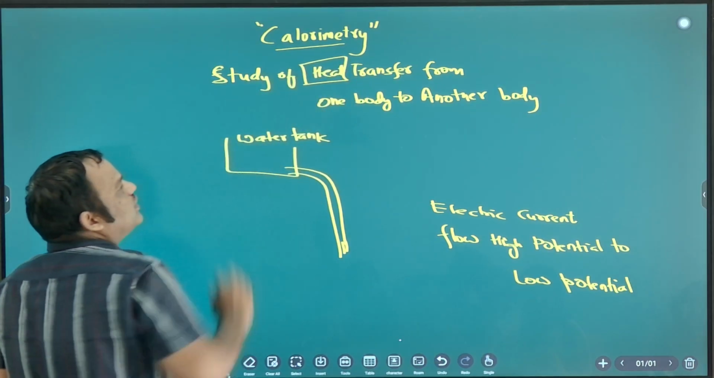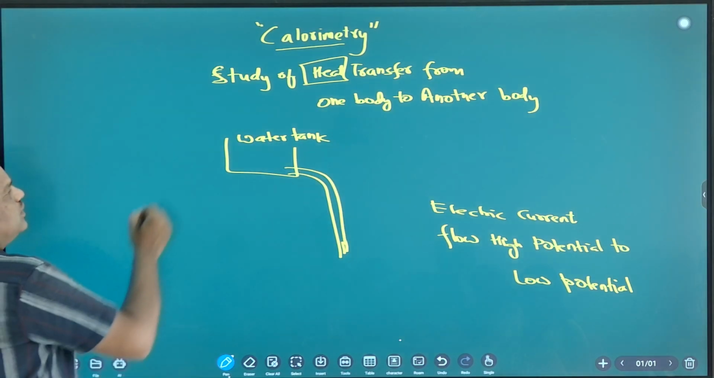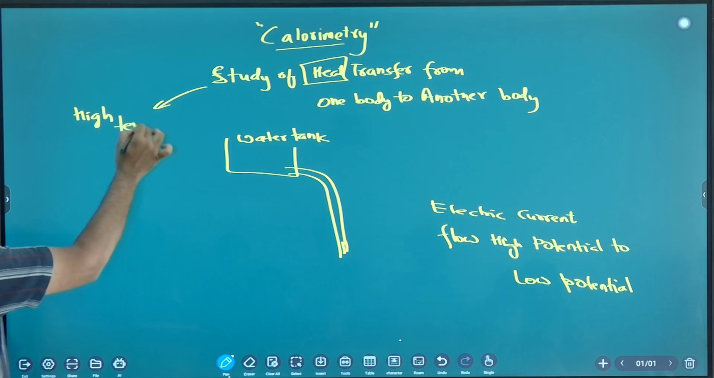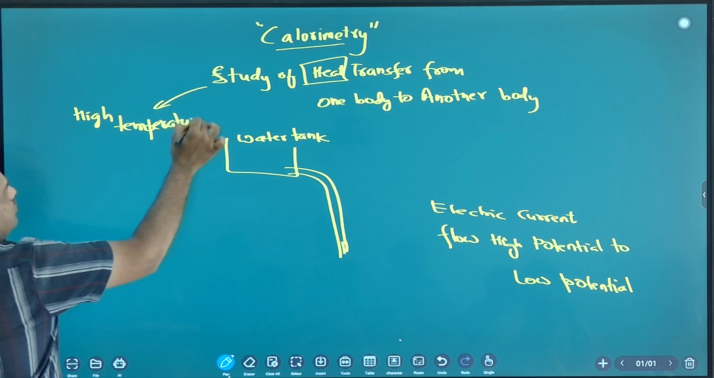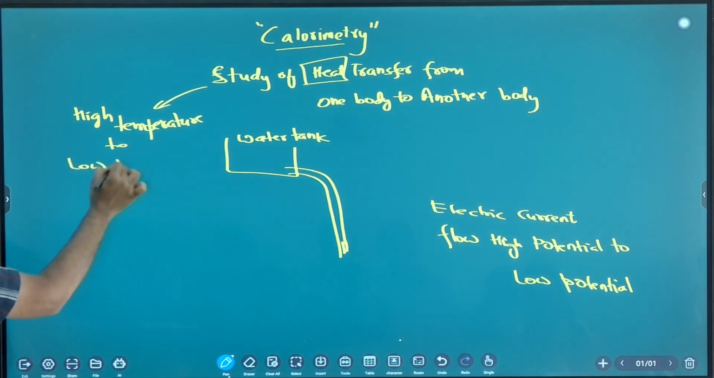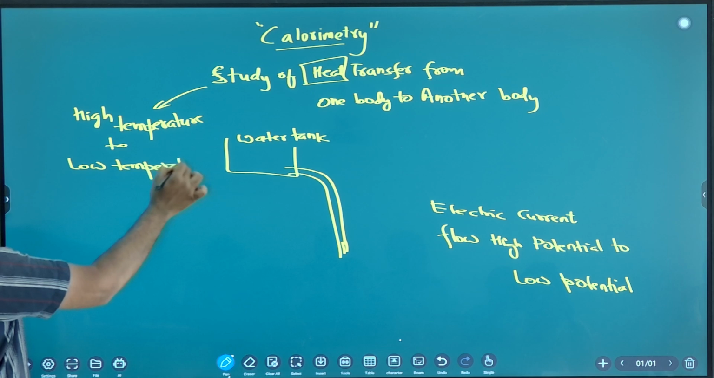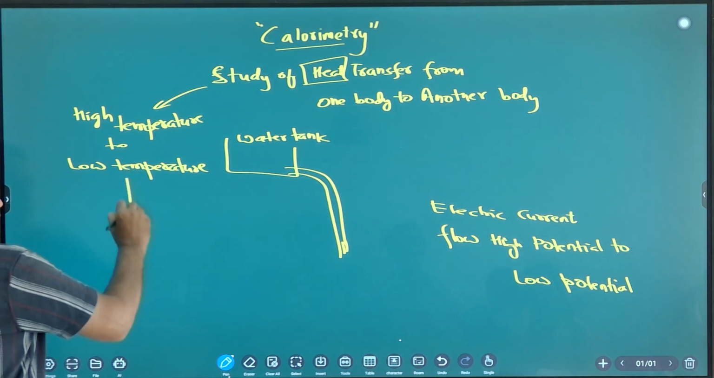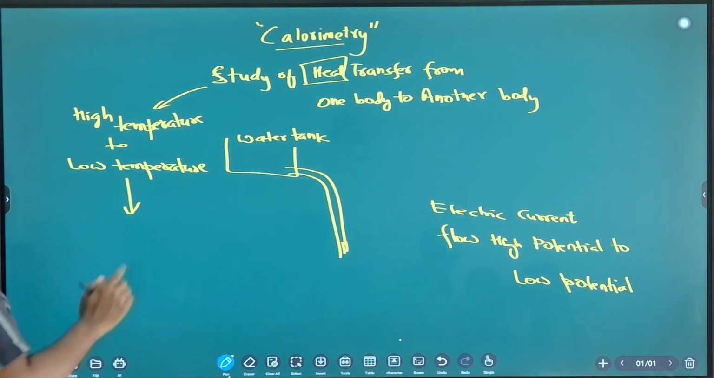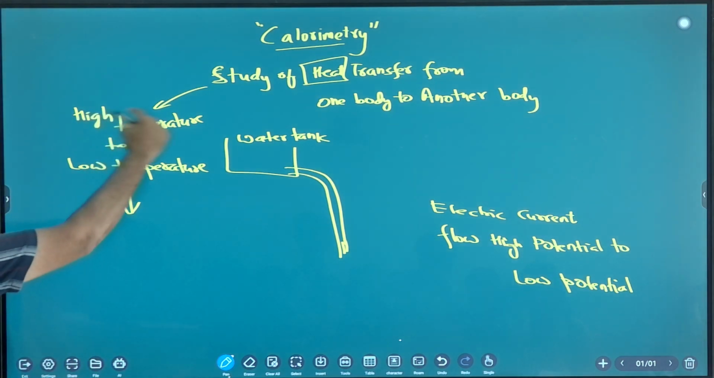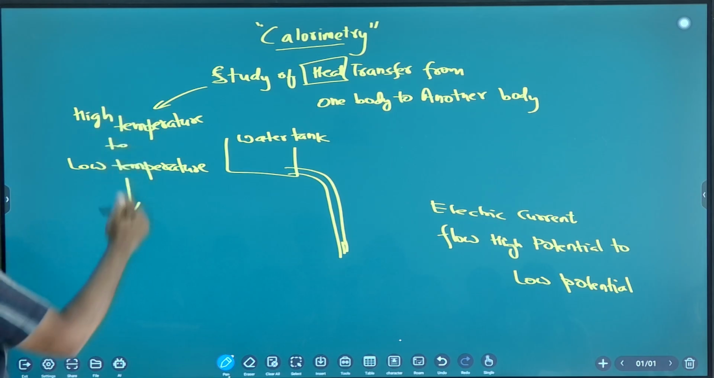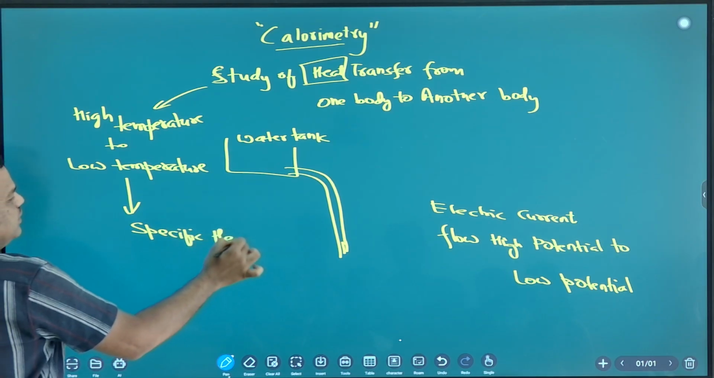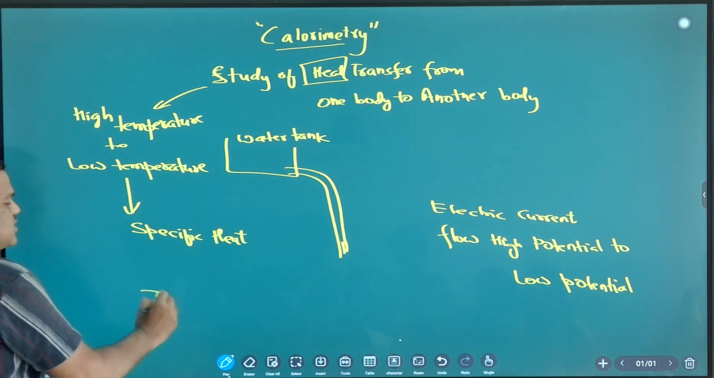Heat is also transferred from one body to another such that it is transferred from high temperature to low temperature. Sometimes the temperature is the same, but still heat is transferred. See, with high temperature and low temperature, heat will transfer. What do you call that type of heat? Specific heat.